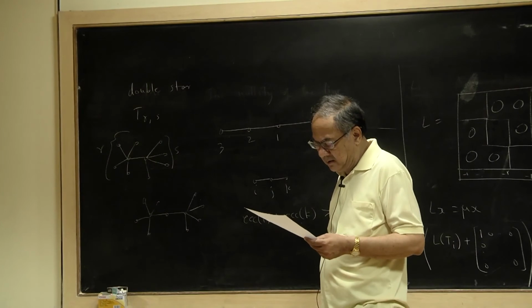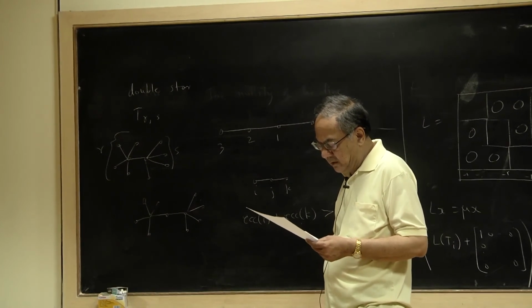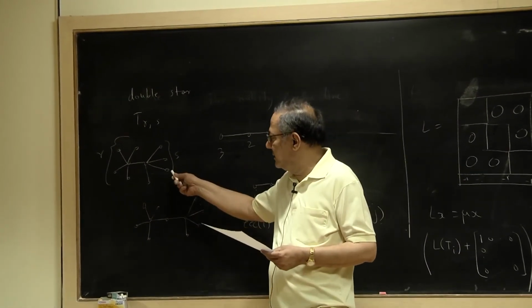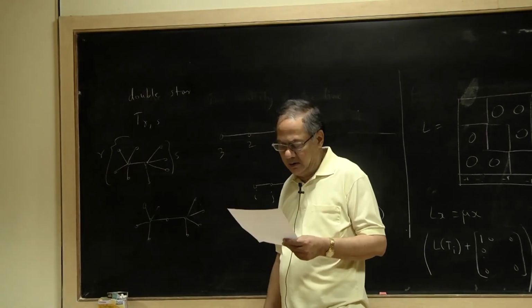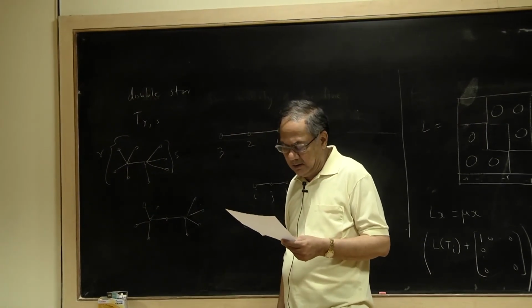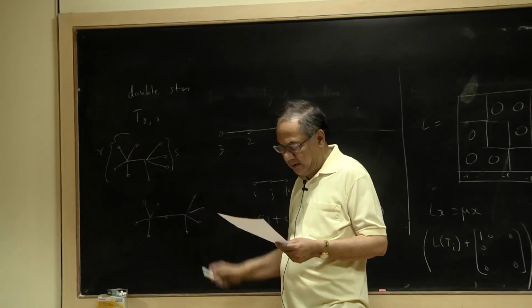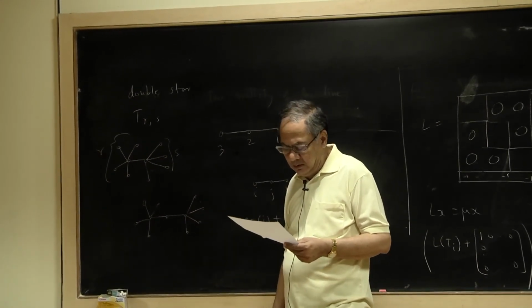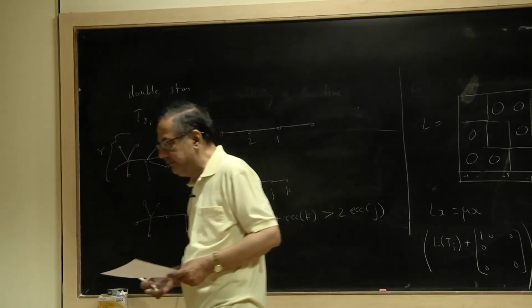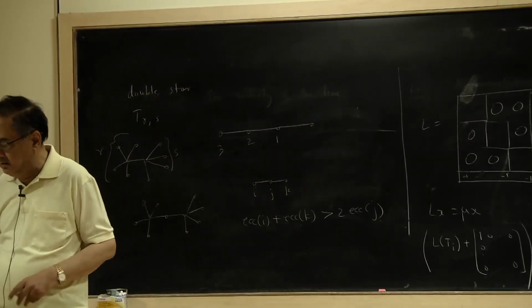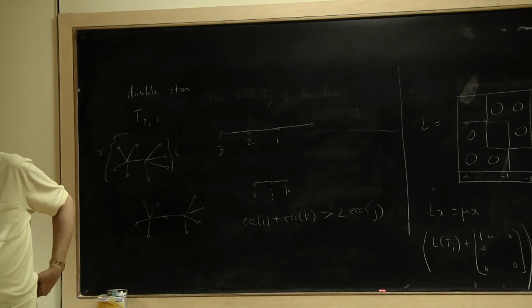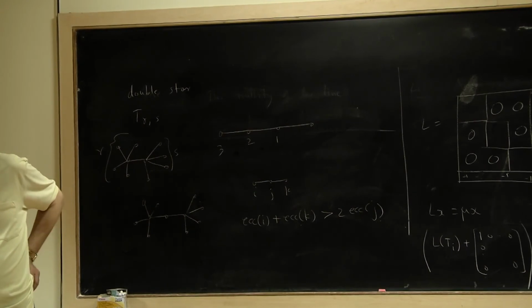There is one exercise based on each of these. The exercise is to take the line graph of this and find the explicit formula for the determinant, and also take the line graph of the other one and find the explicit formula for the determinant. Because there is a certain pattern in the adjacency matrix of the line graph, that becomes easy.